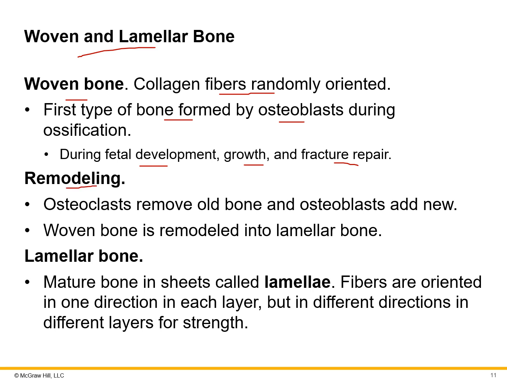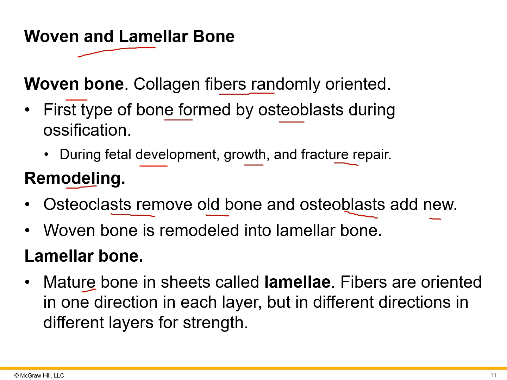And then we have this remodeling process where those osteoclasts remove the old bone that's there, and then the osteoblasts are going to build the new. So the woven bone is remodeled into lamellar bone. And that lamellar bone is the mature bone. So we can think of woven as being initial or immature bone.